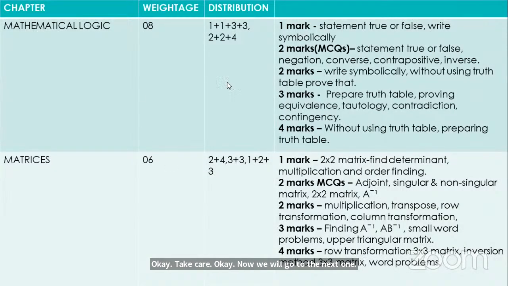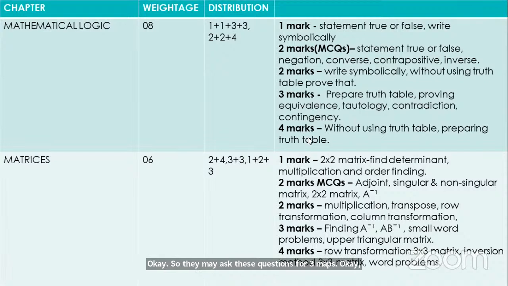So here I was discussing how to prepare the truth table. They will give some statement pattern and ask you to prepare the truth table, or they may give two statement patterns and ask you to prove equivalence. Or sometimes they may give a statement pattern and ask whether it is a tautology, a contradiction or a contingency. When you open the textbook, you will see these questions. They may ask these questions for 3 marks.